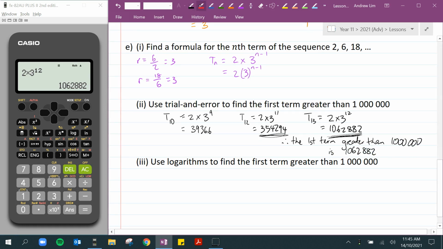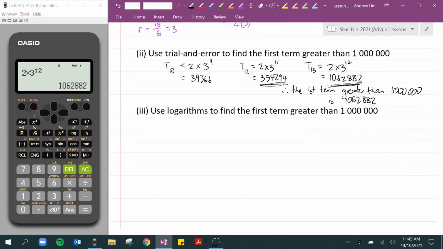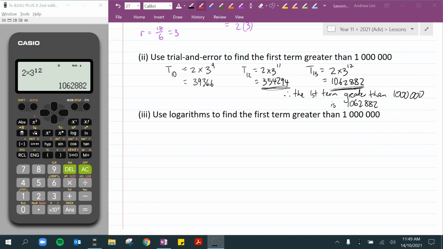Alright, well, what if we didn't want to use guess and check or trial and error? Let's use logs. So use logs to find the first term greater than 1 million. Now the easiest way to do this is to create an equation rather than an inequality. So I'm going to write the nth term. We know that's a times r to the n minus 1. But instead of saying that it's greater than 1 million, it's easy to write that it's equal to 1 million, and then we can use our logic and common sense to determine what the first term greater than 1 million would be.